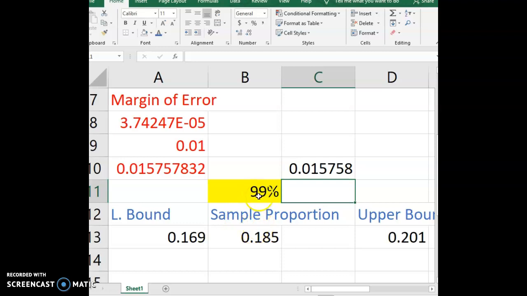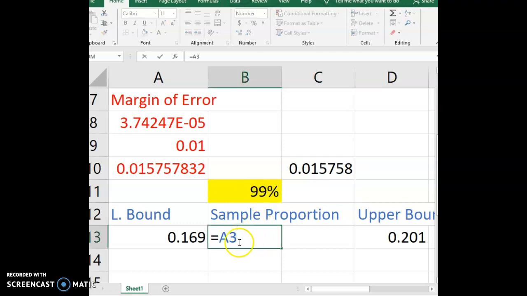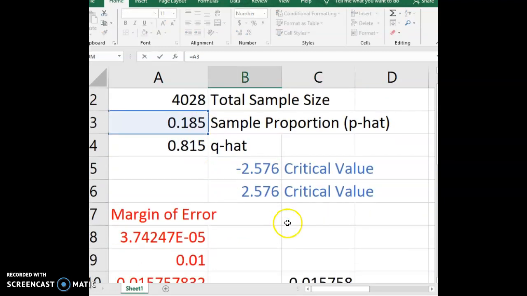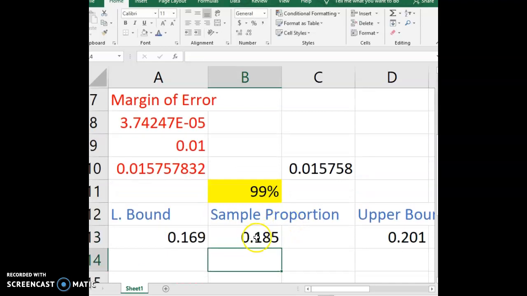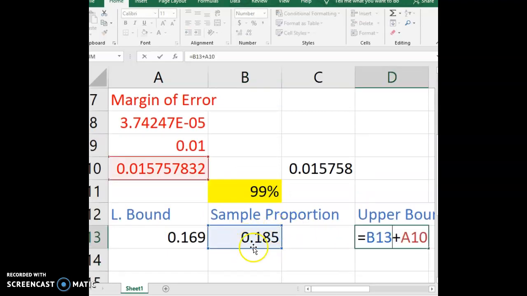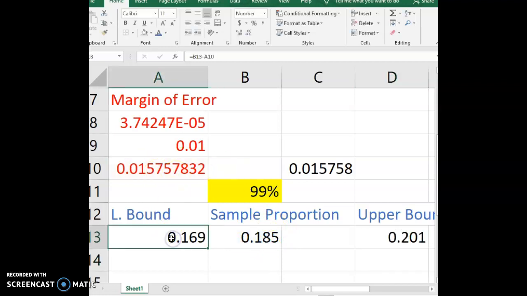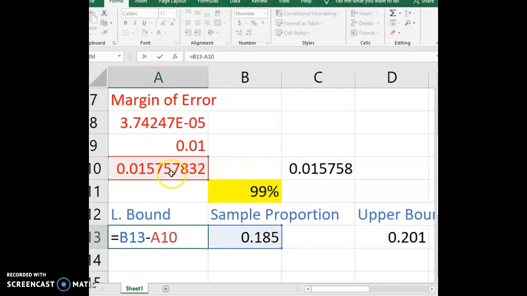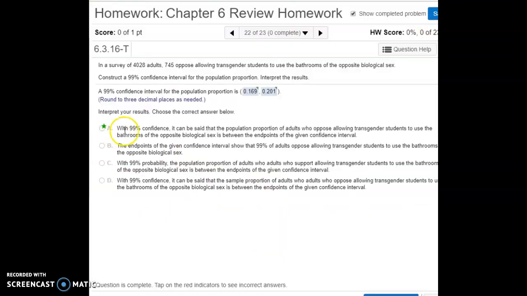And now to create our 99% confidence interval, we put the sample proportion right in the middle of the confidence interval, the upper bound, the sample proportion plus the margin of error, the lower bound, the sample proportion minus the margin of error. So we can say with 99% confidence that the population proportion of adults who oppose is in between these two endpoints here, somewhere within this range of numbers in our confidence interval.